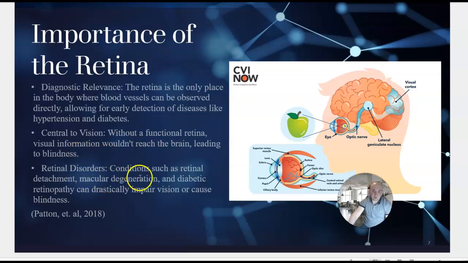What are some retinal disorders? Some retinal disorders include retinal detachment, macular degeneration, and diabetic retinopathy, and all of these can drastically impair vision or cause blindness. As your age progresses, macular degeneration is more common. The macula is right here, right in front of the fovea, and macular degeneration eventually won't allow the reflection of the image off the lens to the retina.